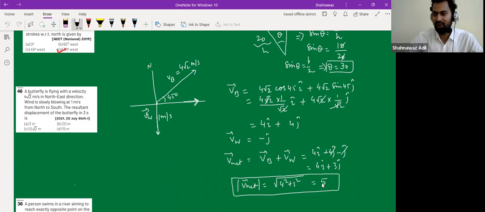So we know the velocity, which is 5 meter per second. We know the time, 3 seconds. So what will be the displacement? Will be velocity into time, right? So 5 into 3, 15 meter per second. Any doubt?